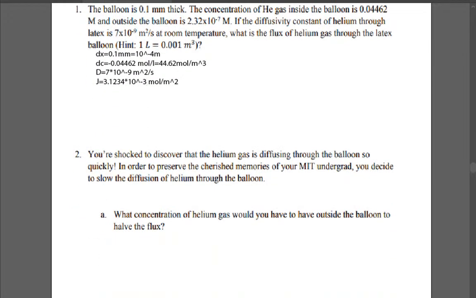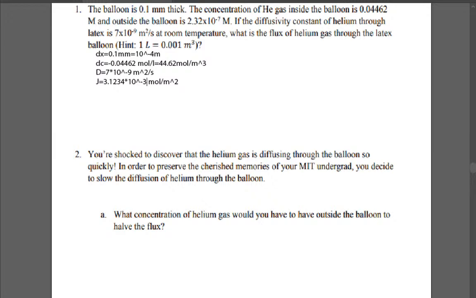Part 2. You're shocked to discover that the helium gas is diffusing through the balloon so quickly. In order to preserve the cherished memories of your MIT undergrad, you decide to slow the diffusion of helium through the balloon. What concentration of helium gas would you have to have outside the balloon to halve the flux?